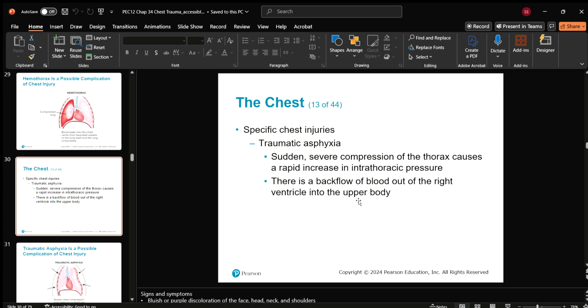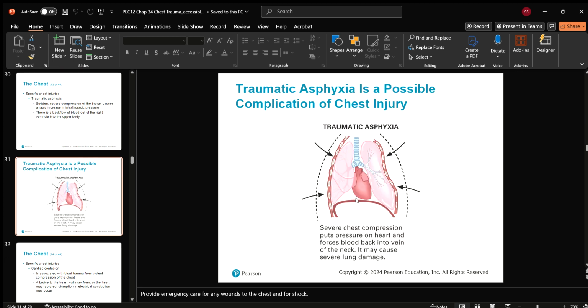And traumatic asphyxia. This is where there's a sudden compression of the chest causing a rapid increase in the intrathoracic pressure. That means the chest is literally being crushed or squeezed. Again, you might see this in a motor vehicle collision where someone is literally trapped inside the vehicle and their body is just being compressed against the inner compartment. And that traumatic asphyxia, like we see here, prevents the lungs from being able to fully expand, and that puts a lot of pressure on everything else inside the chest wall.